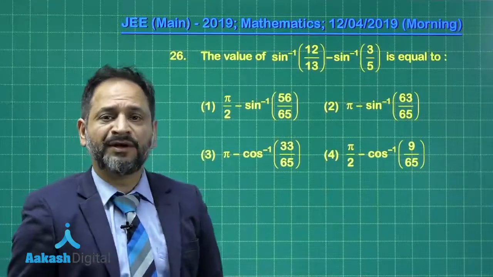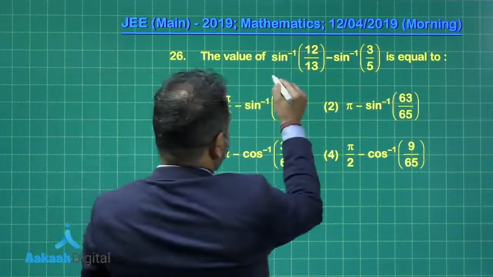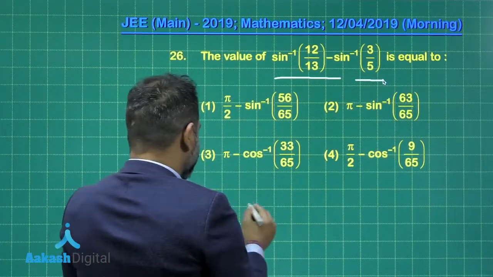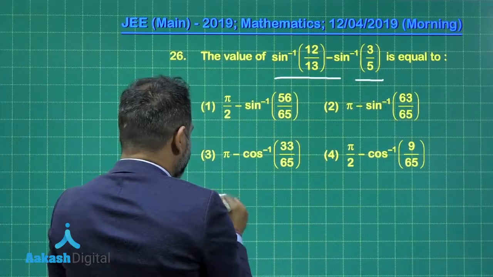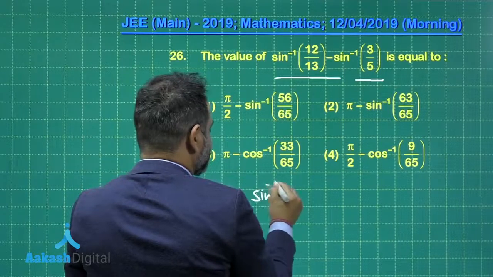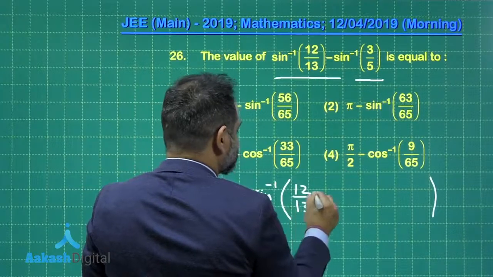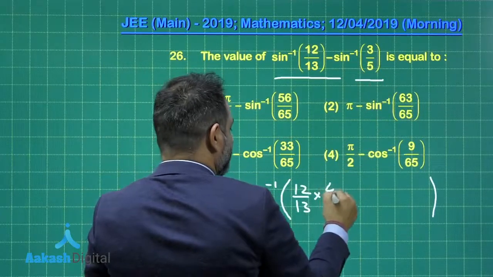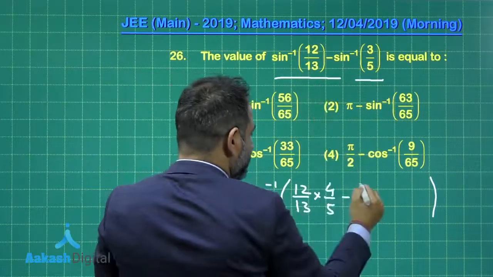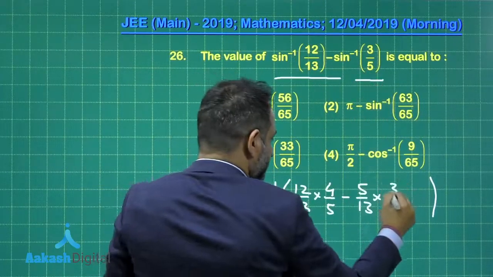Here is the problem from inverse circular function. It is simply the clubbing of two inverse functions, and this can be easily done. If you check it out, the conditions are satisfied and there is a straight clubbing of these two inverse. So it is sine inverse of 12 by 13 into the cos of this, which is 4 by 5, minus the cos of this, which is 5 by 13 into the sine of this, which is 3 by 5.